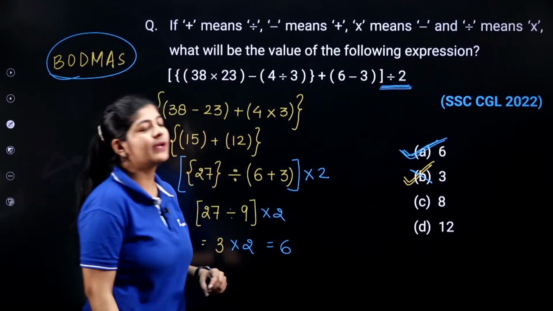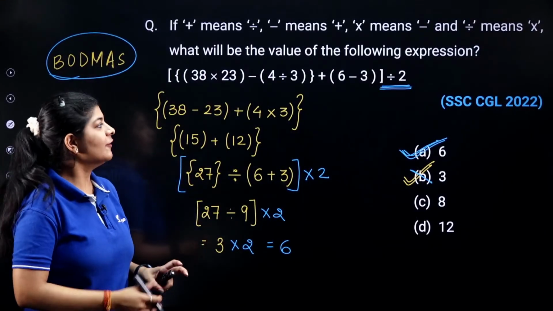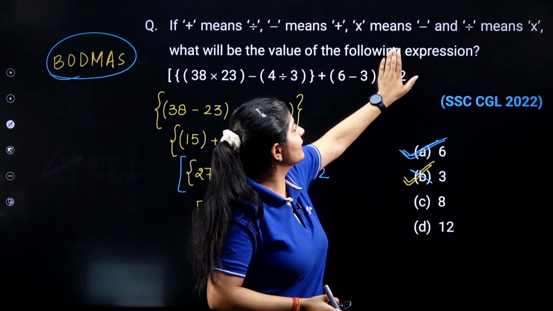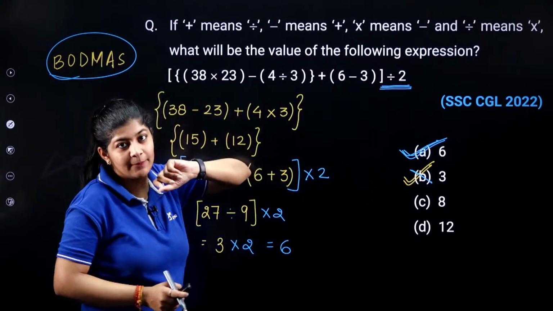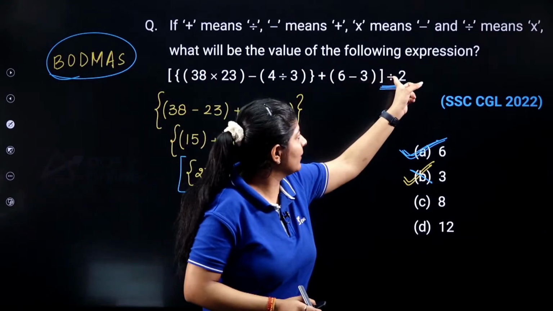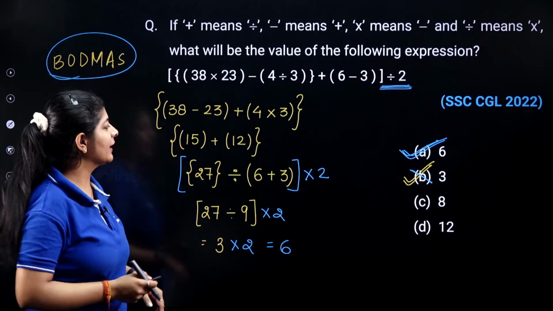So the correct answer over here is option number A, not option number B, right? If the question were still only this square bracket, then the correct answer would be 3. But here there's one more thing, divided by 2 is also given. Is it clear? Okay, next one.